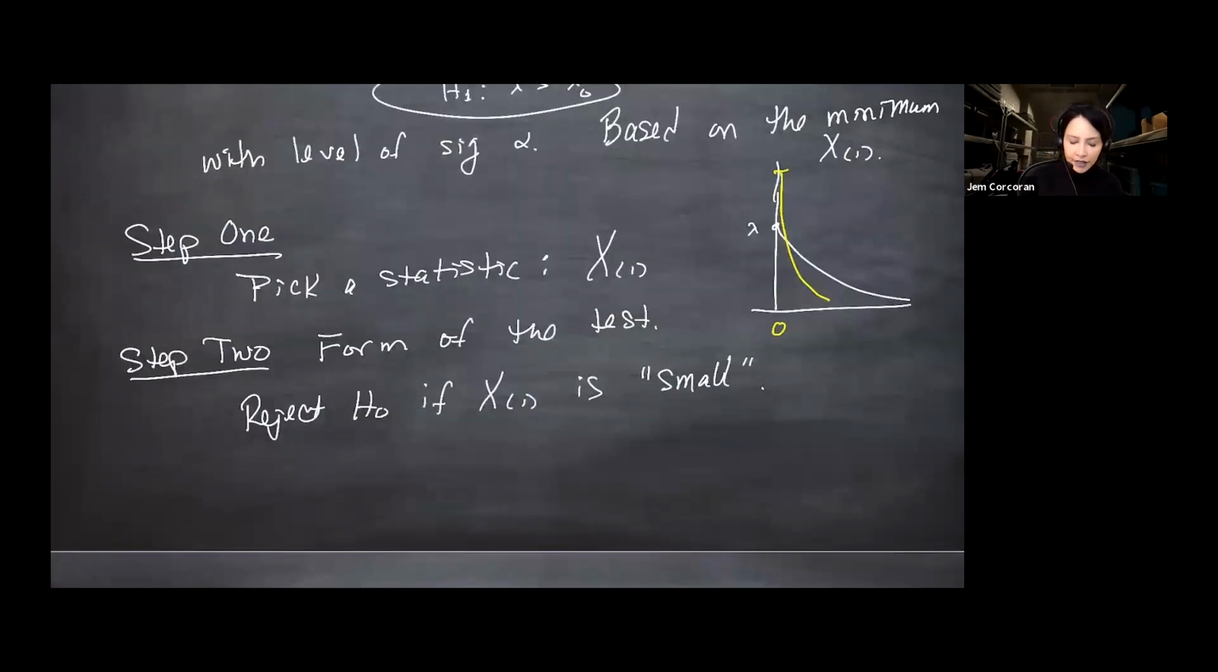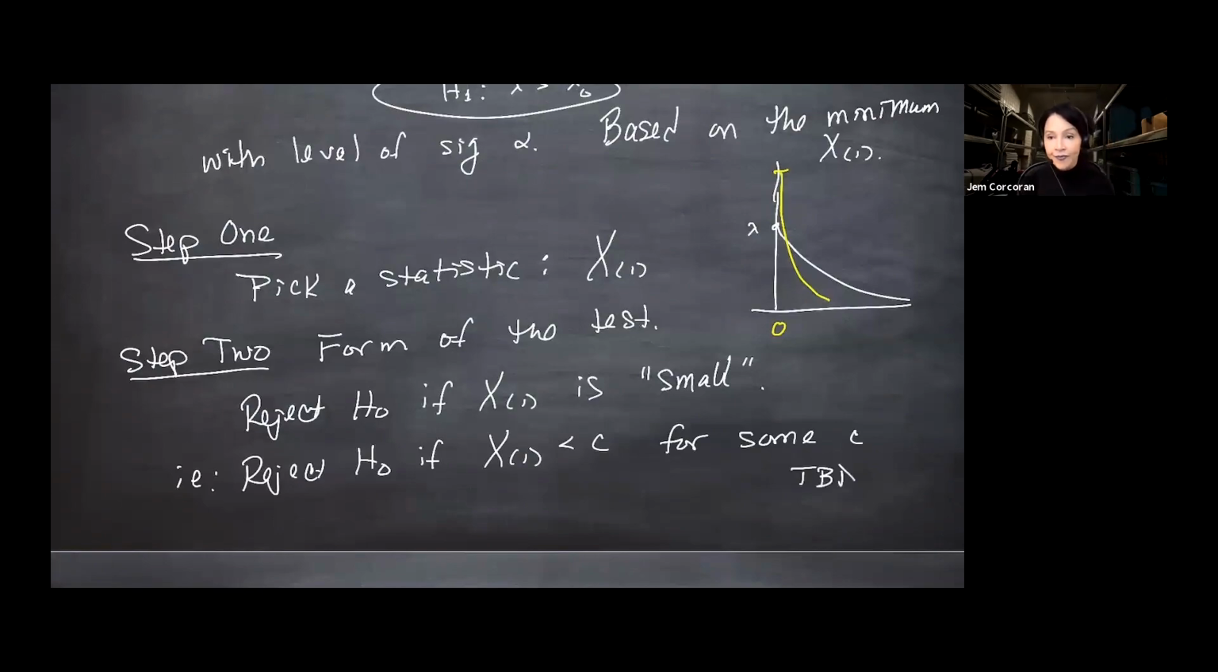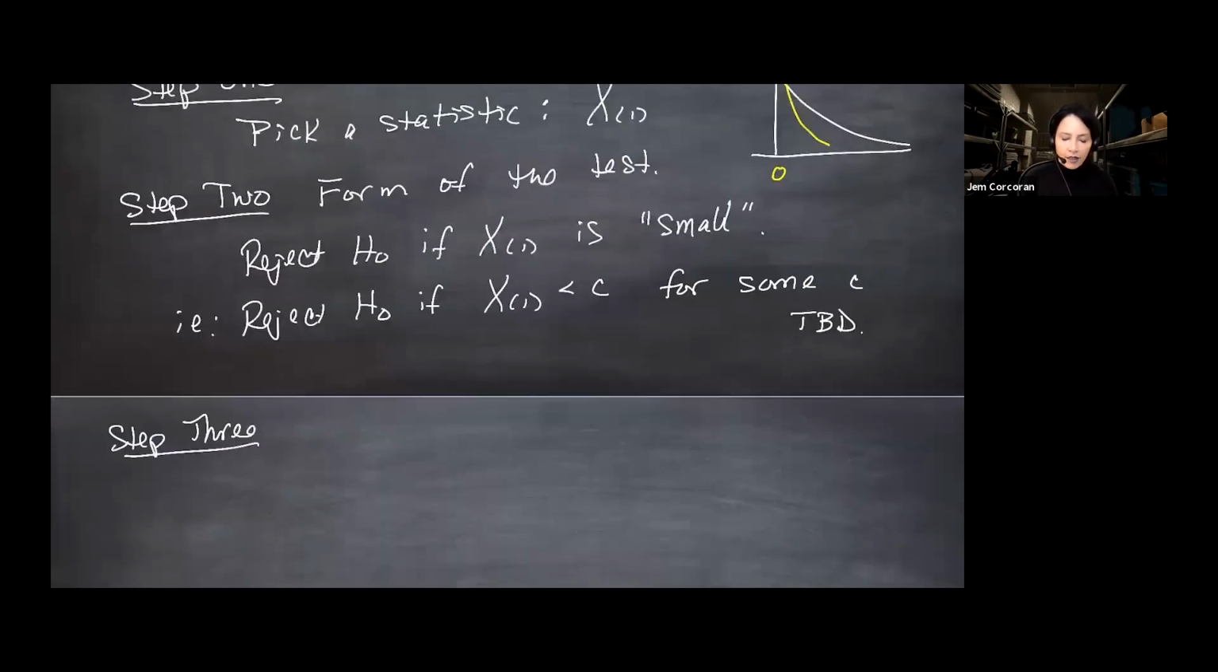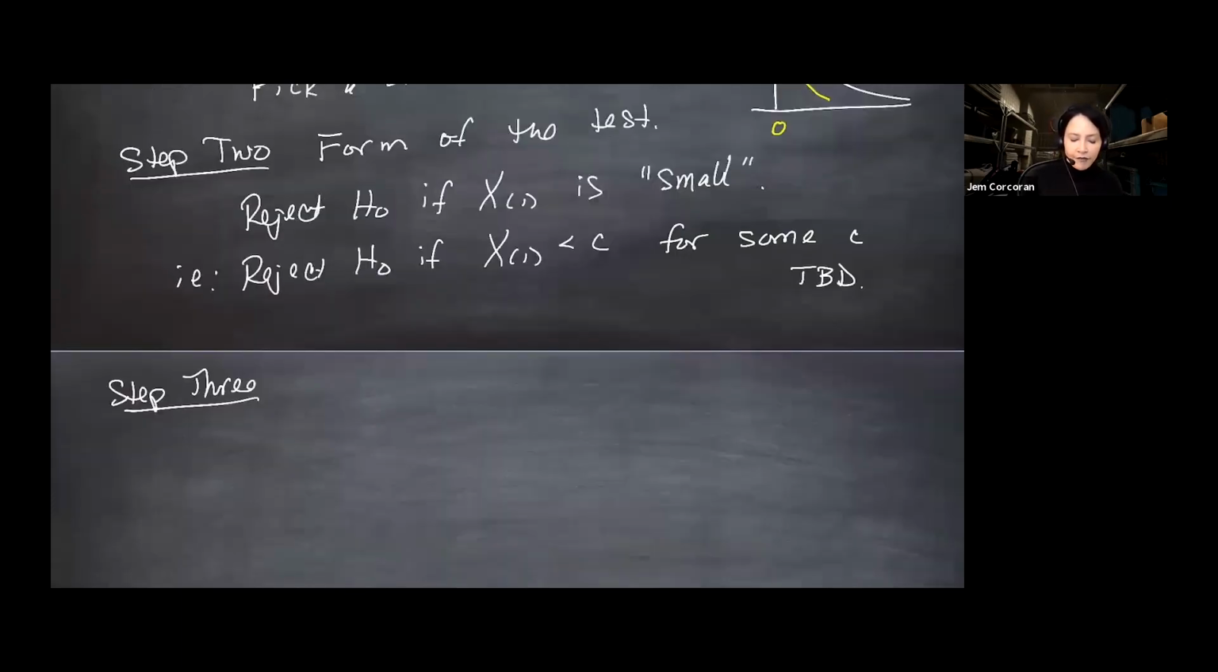Okay, so more specifically, I'm going to reject the null hypothesis if the minimum is less than C, or some C to be determined. And that's where step 3 comes in. Okay, so we want to find C, and we use alpha.